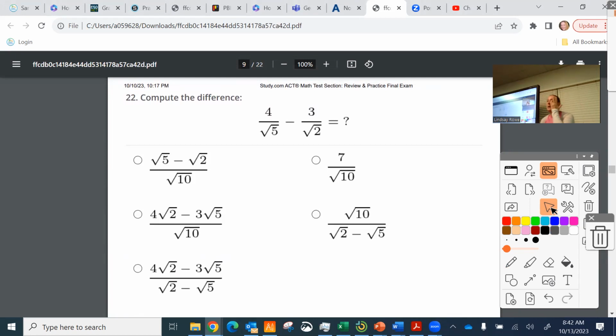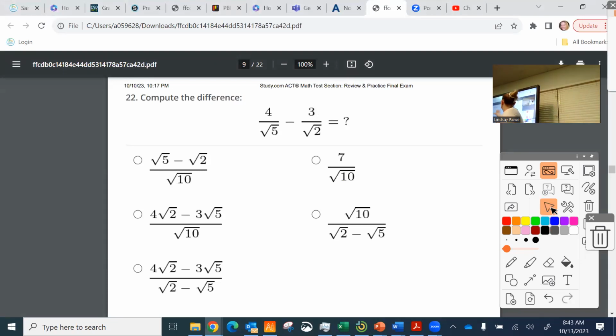Okay, 22 is the first one that I'm not 100% sure if you're going to be comfortable with. You may have learned how to do this, or you may have had this for like 1 hot minute in Algebra 1 and forgot how to do it. You have to rationalize the denominator.